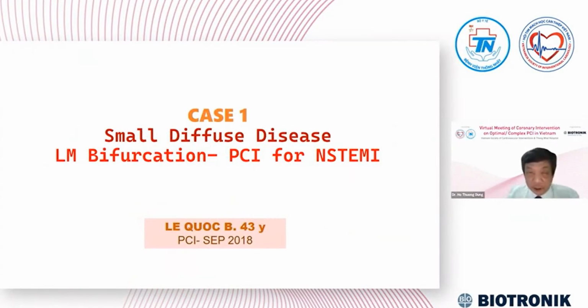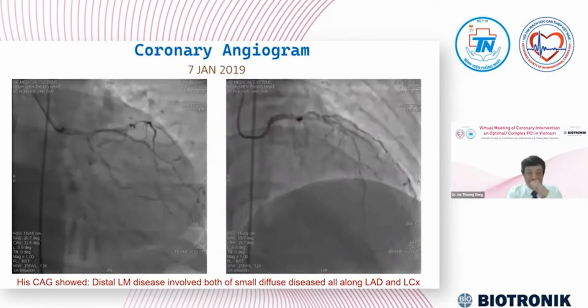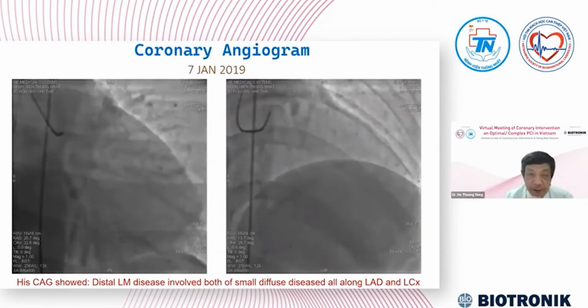Case number 1: small diffuse disease, left main bifurcation, non-STEMI. The patient is very young, 43 years old. He is a relative of our colleague, our doctor. He suddenly had chest pain and was hospitalized, diagnosed with acute MI, non-STEMI. And this is the coronary angiogram.